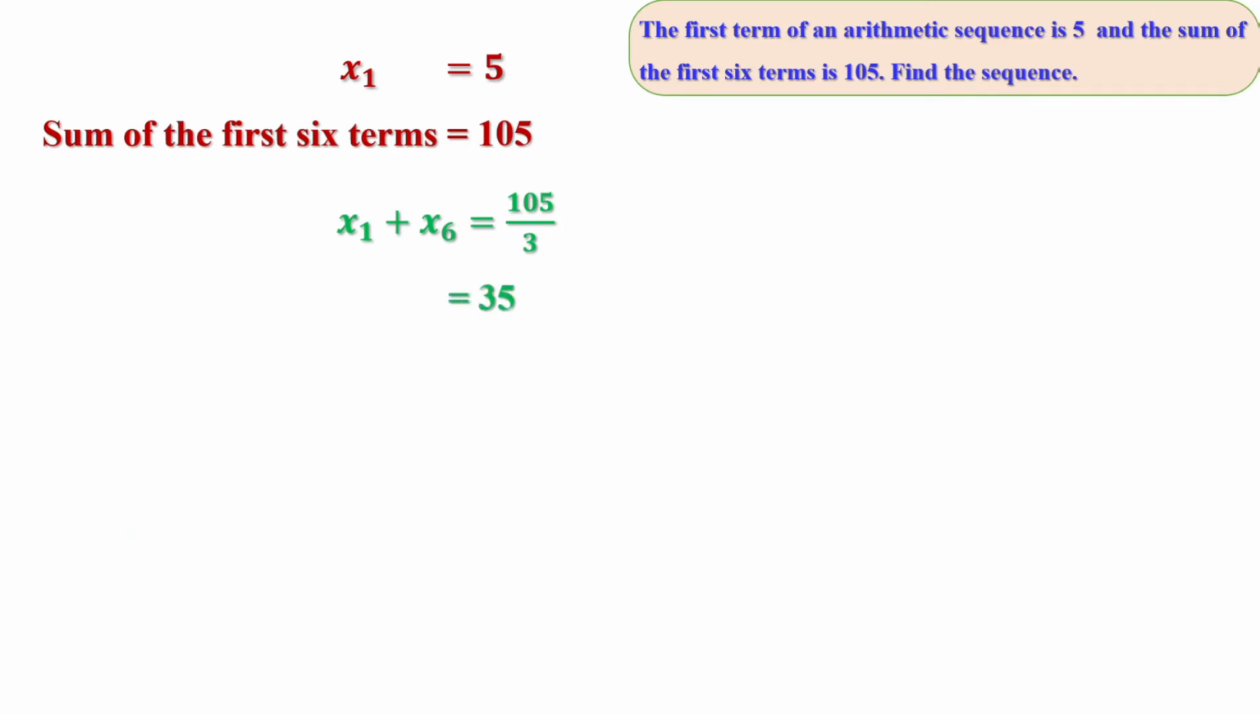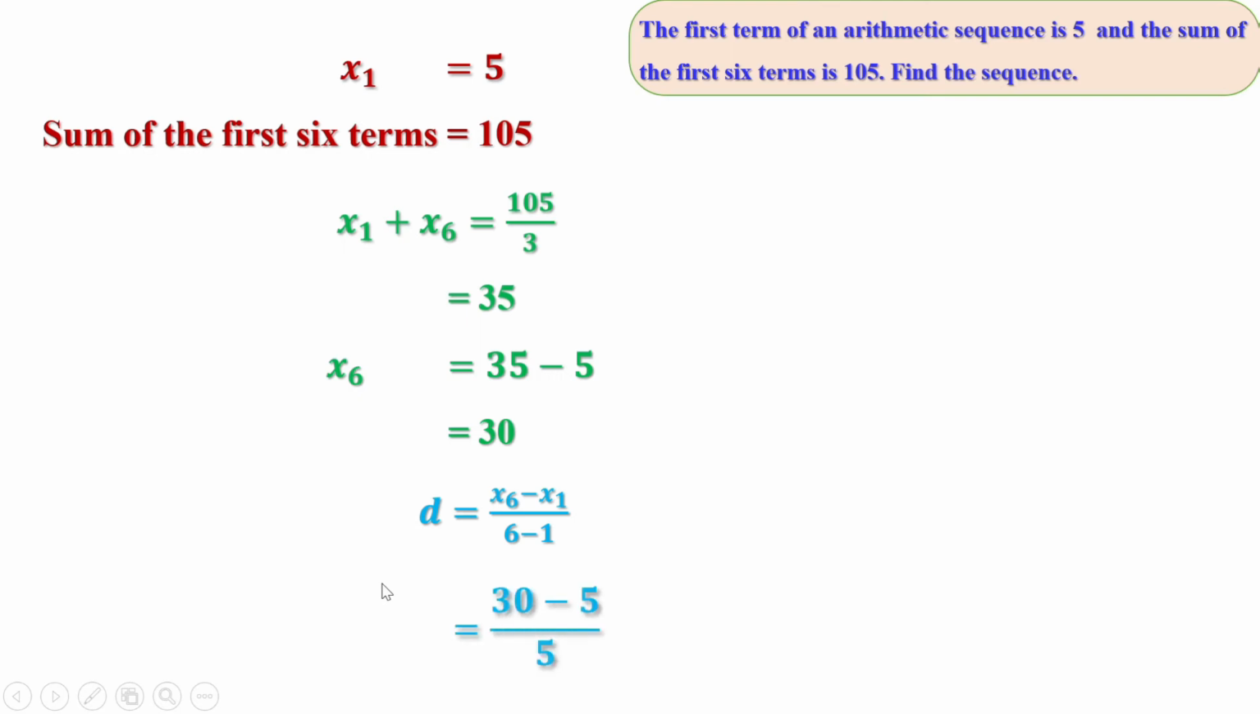That means x1 plus x6 equal to 35, x2 plus x5 equal to 35 and x3 plus x4 is also 35. Here we know the first term. So 6th term equal to 35 minus 5. That is equal to 30. Now we got 2 terms, first term and 6th term. We know common difference is term difference by position difference. That is 6th term minus first term by 6 minus 1. Here 6th term is 30 and first term is 5. So we can write 30 minus 5 by 5. That's equal to 25 by 5 or 5.